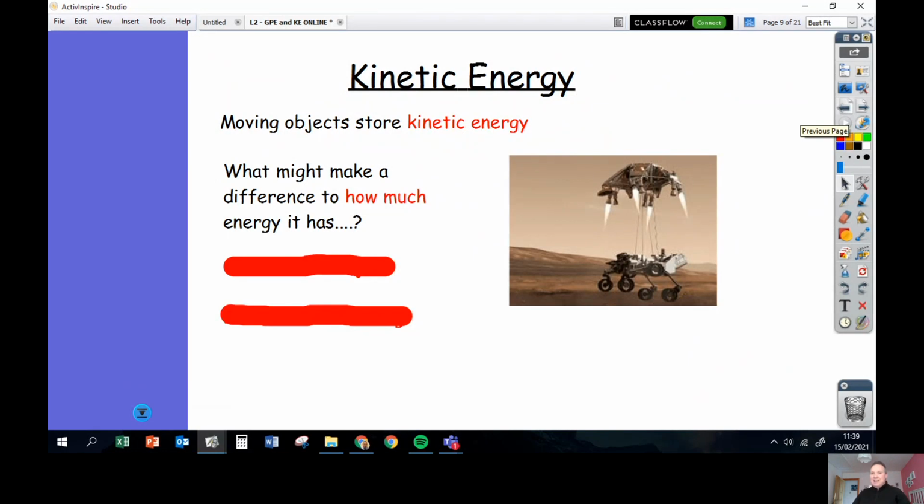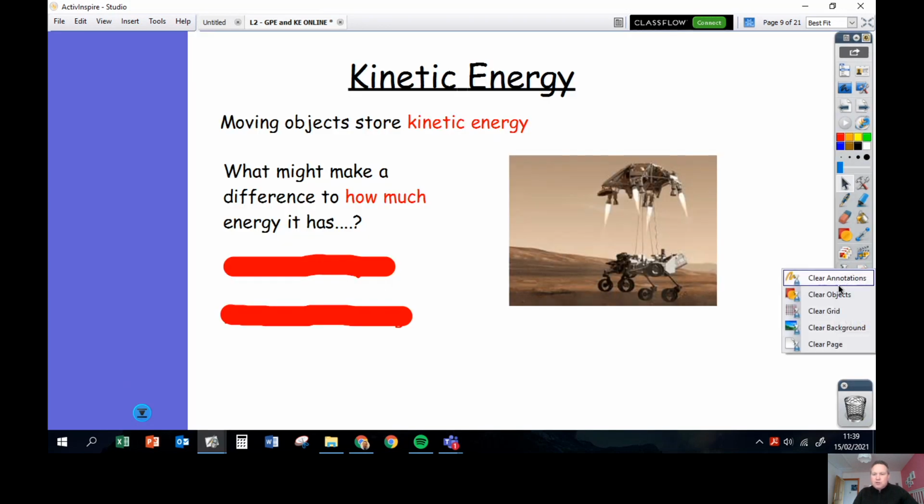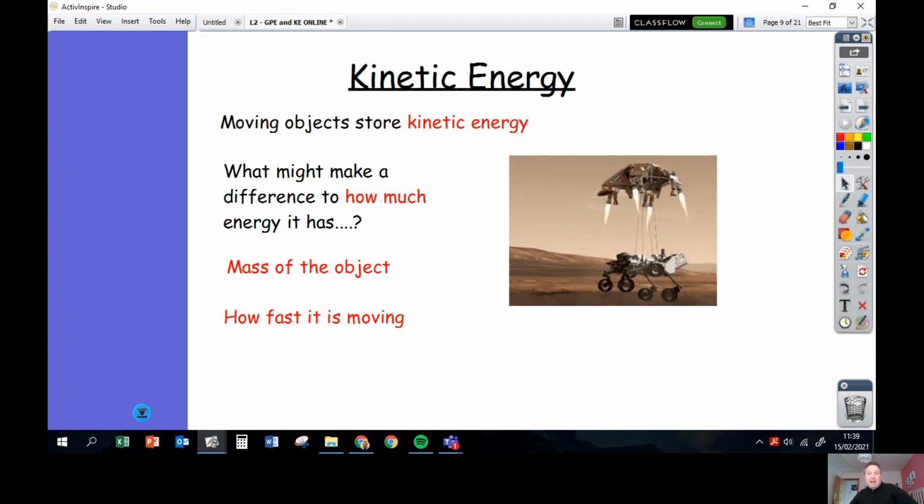So we say that kinetic energy was the energy stored in moving objects. So why might some things have more kinetic energy than others? Well, if it's moving, the two things that are going to make a difference are its mass, how many kilograms of it there is. So an object with more kilograms has more kinetic energy when it's moving, and how fast it's moving. The faster it's going, the more kinetic energy it has.